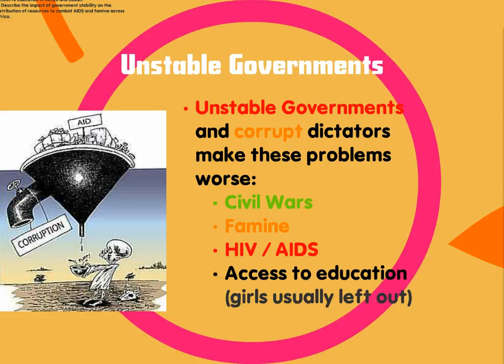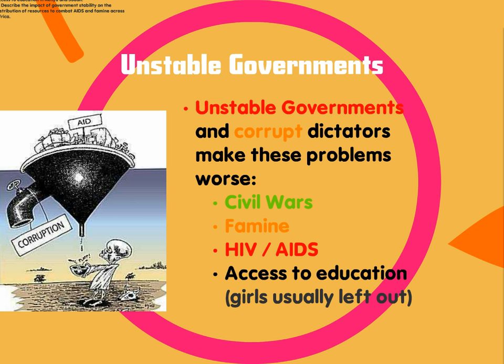We know that one of the problems in Africa is a problem of unstable governments. A lot of African countries are led by corrupt dictators or other governments that simply are not able to take care of their problems. And unstable governments make a lot of problems over there worse. You see a lot more civil wars when you're dealing with unstable governments. Unstable governments cannot respond well to famines, meaning that a lot of people will end up dying from starvation as a result. Unstable governments make the problem of HIV and AIDS much worse because they do not respond to disease crises the right way and effectively, making those diseases worse.